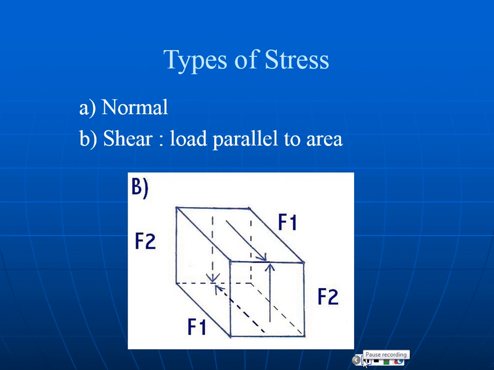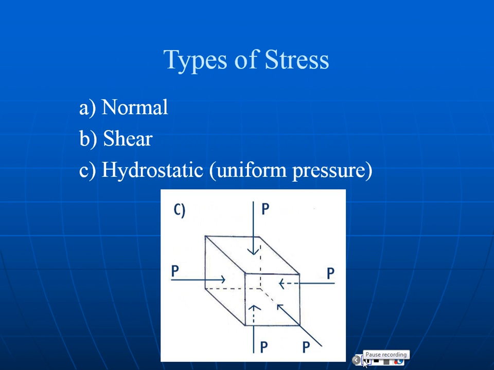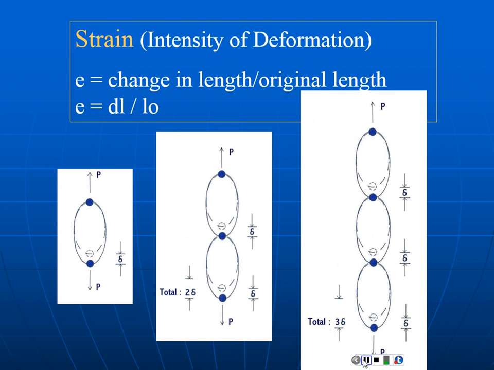Okay, and the third type of stress is hydrostatic, and that's where you have uniform pressure. This is what you get at the bottom of the ocean, or even in the atmosphere. And it's really just of academic interest at this point. You are unlikely to do much with this in this class, but for completeness, we'll give it to you.